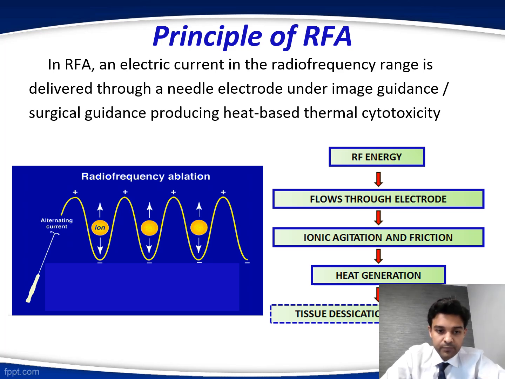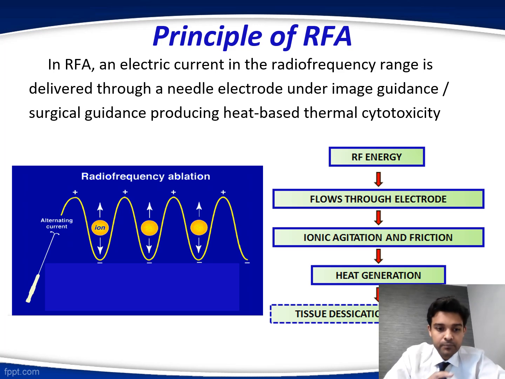So how does that work? If you see the picture on the side, alternating current comes through the electrodes and it starts to alternate. As this alternating current is passed through, the ions in that region try to fix themselves to the alternating current. As they do, they start to vibrate rapidly, and as they vibrate rapidly, they cause friction. This friction is what causes the heat to get generated, which causes the tissue to get desiccated and necrosed.